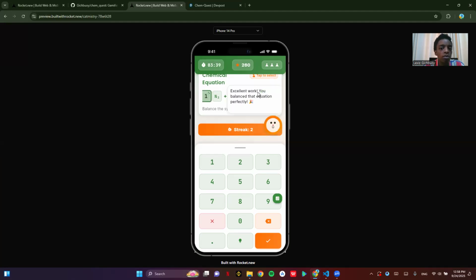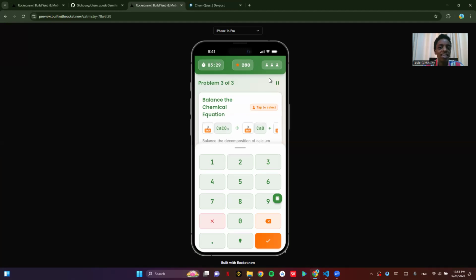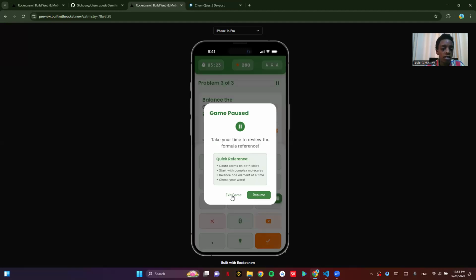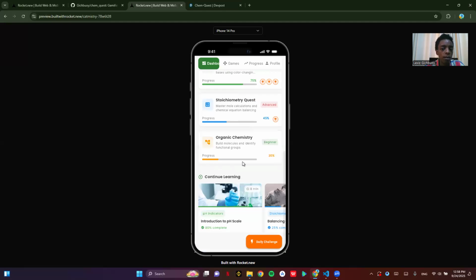Another pop-up that we balanced it correctly. And the streak counter increments by 1, so we have a streak of 2. This one is quite challenging. I won't dwell on it, but you understand how the game works. So let's exit the game. This is the dashboard once again.